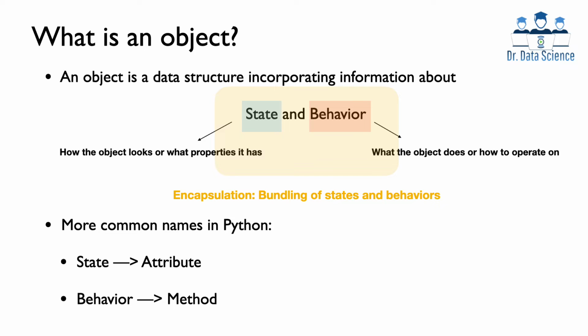And more common names in Python for state and behavior are attribute and method. So we call a state attribute and we call behavior method. These are the names that, for example, when you work with data science toolkits such as NumPy or scikit-learn, you see all the time. So now you know exactly what these two are. And something to keep in mind is that attributes are variables, as you saw in the previous slide. For example, the shape of a NumPy array was a tuple. And methods are exactly functions, right? And that's exactly what behavior methods are.